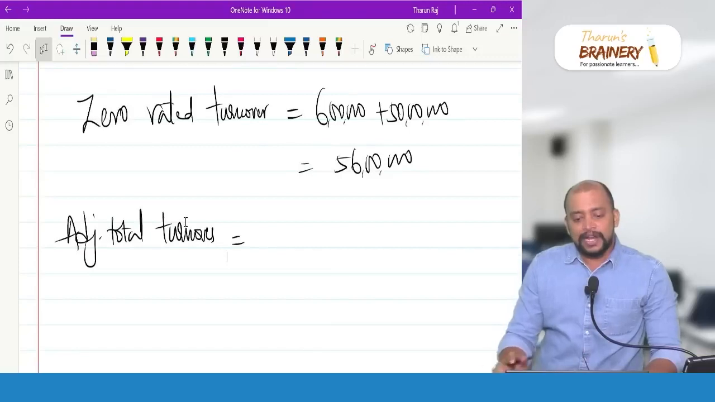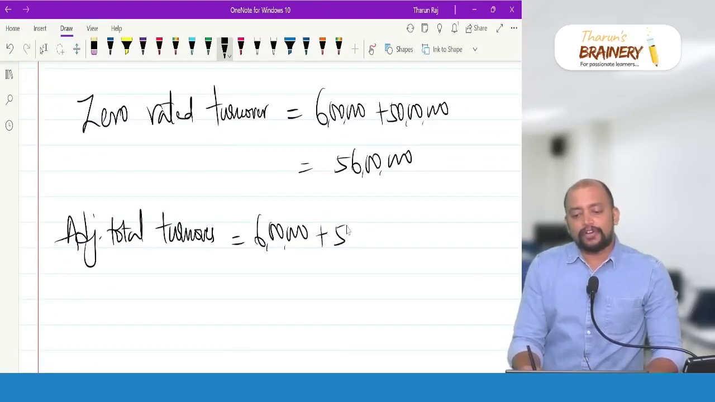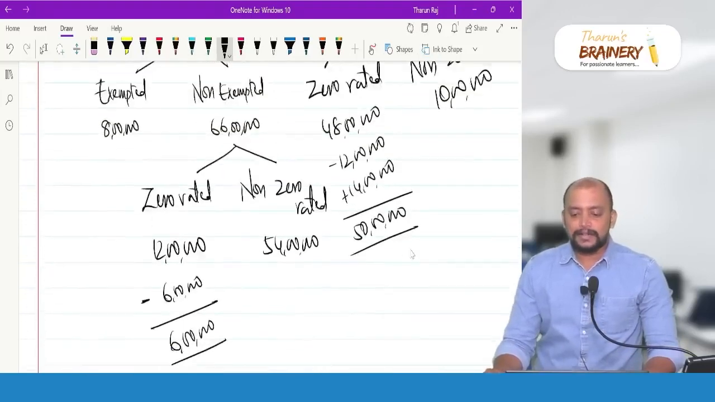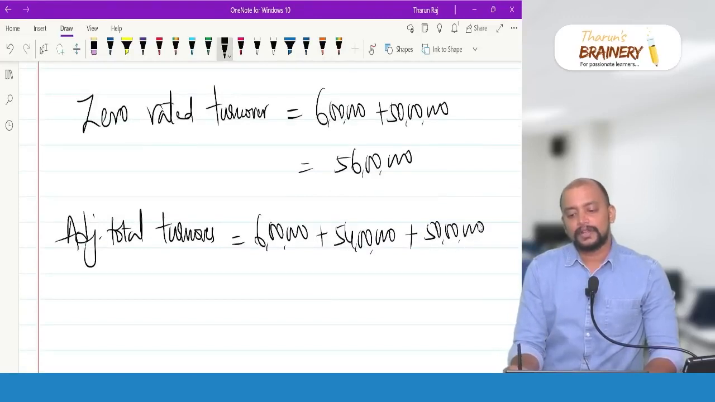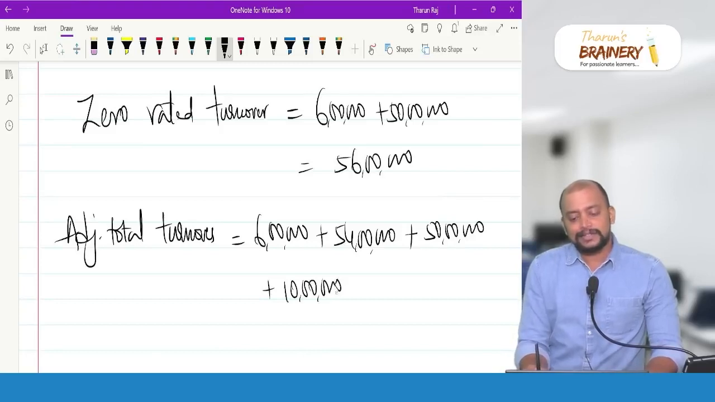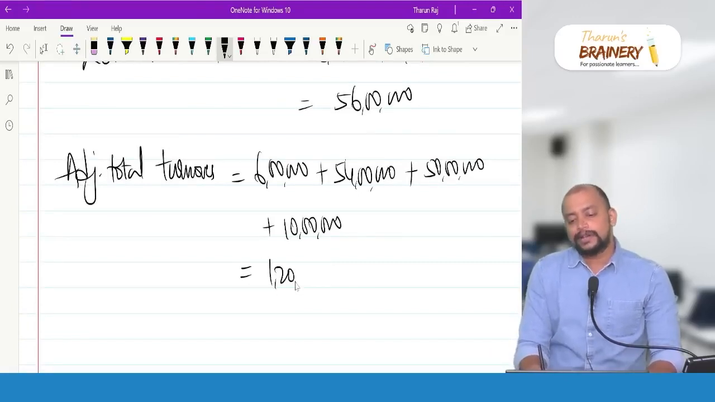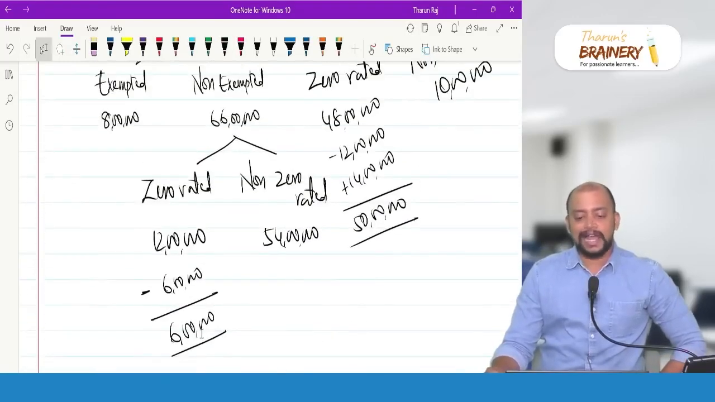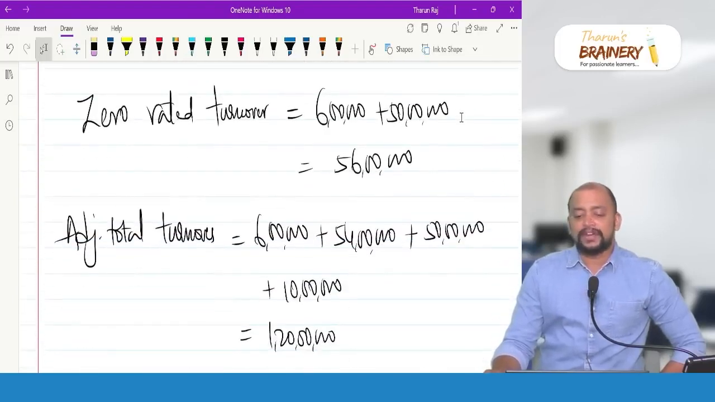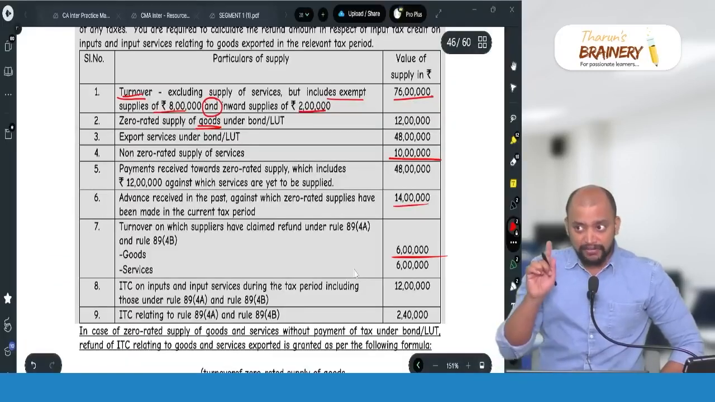Then zero rated 6 lakhs, non-zero rated 54 lakhs plus here 50 lakhs plus 10 lakhs, okay. So, how much? 1 crore 20 lakhs, okay. Check this: 6 lakhs plus 54 plus 50 plus 10 lakhs, you understood? So, that will be 1 crore 20 lakhs. Now, listen carefully.